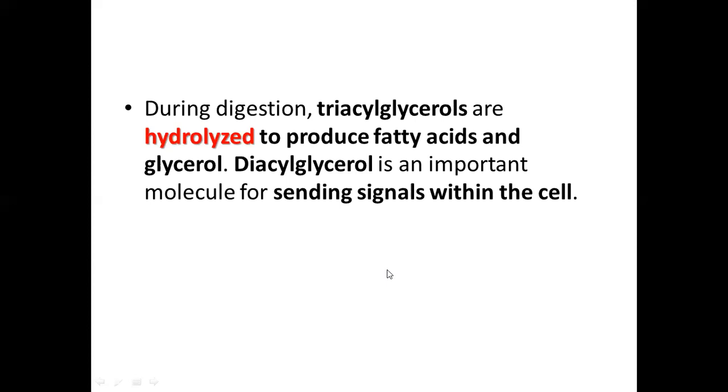So when you look at the diacylglycerol, or the diglyceride, it's a very important component involved in sending signals. So cellular signaling, as we are going to look at it further, diacylglycerol is a very important molecule for cellular signals within the cell.